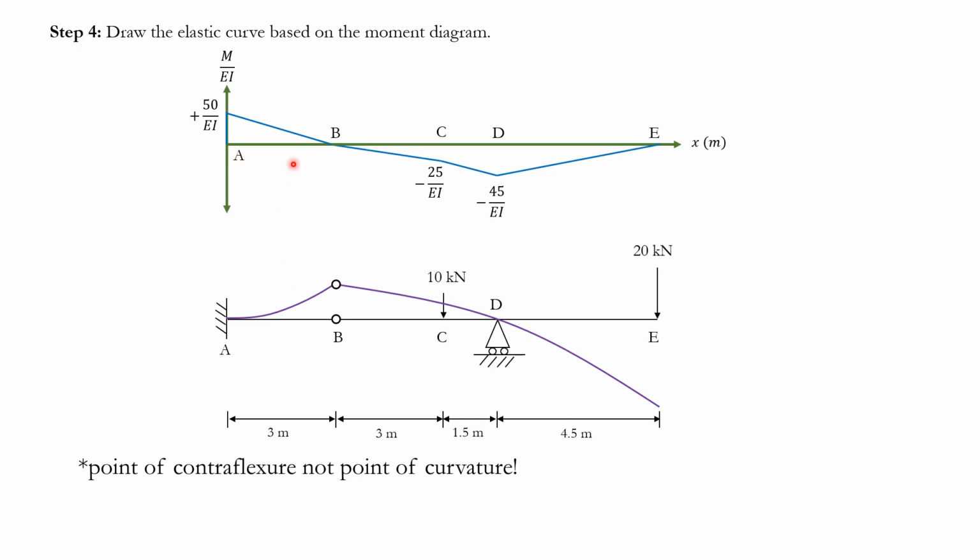Where is that point between A and B? Is there any point of zero moment? Because that's what indicates to us the point of curvature change. There is none. So the whole thing from A to B, the curvature is up. And since this is fixed, it's just going to go like that. Simple as that.